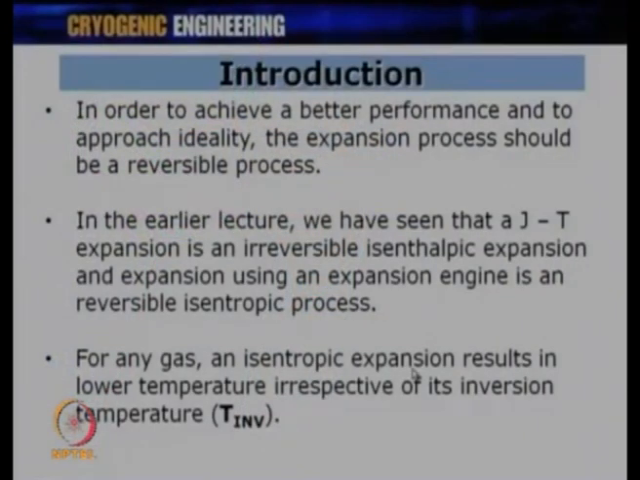Ideally, it will be a reversible isentropic process, and this would always result in cooling, and one would not have to worry about the inversion temperature of the gas. So, for any gas, an isentropic expansion results in lower temperature irrespective of its inversion temperature, that is T_INV. So, this is clear now that isentropic expansion is always preferred and always results in lowering of temperature, which is not so in case of a JT expansion.